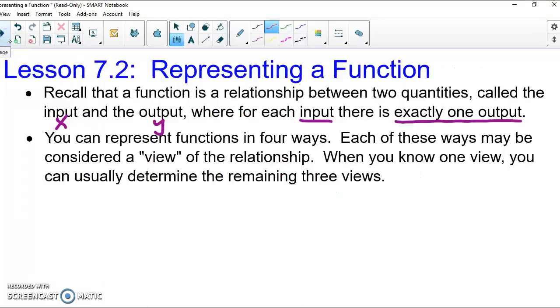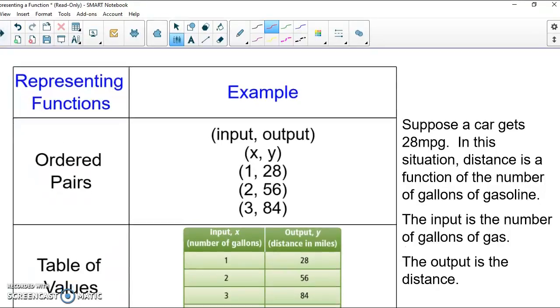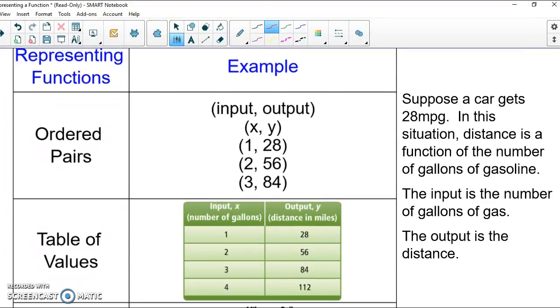So let's check out. Today we are going to be learning how to represent functions in 4 ways. So these are considered different views. So it's just different ways to see the relationship demonstrated. So let's start by looking at the first way, which we're most familiar with because we talked about it yesterday, which is ordered pairs. We talked about a list of ordered pairs is a relation, and we list our x values first and then our y values. And our x values are like our input and our y values are like our output.